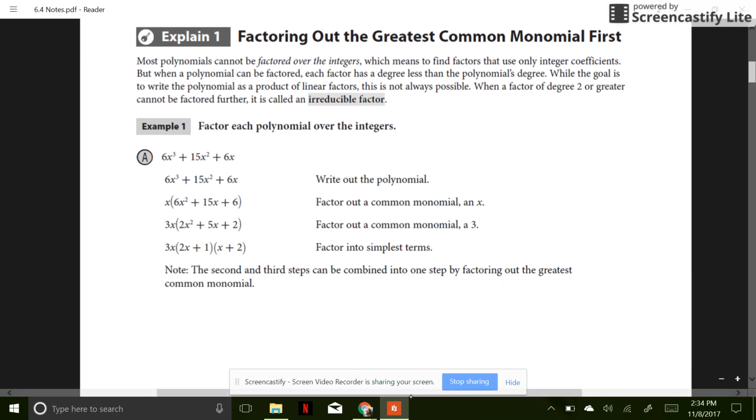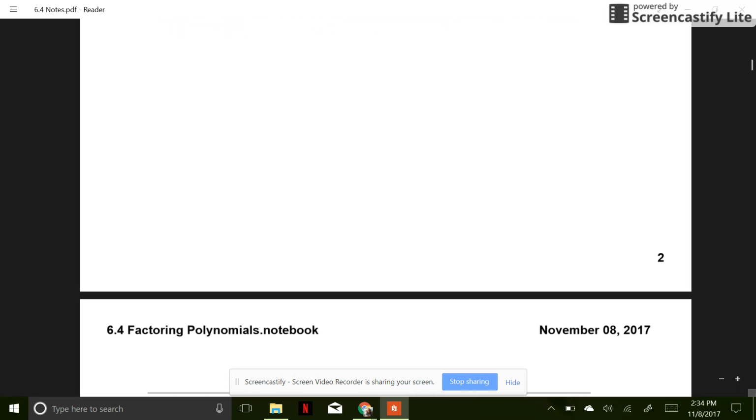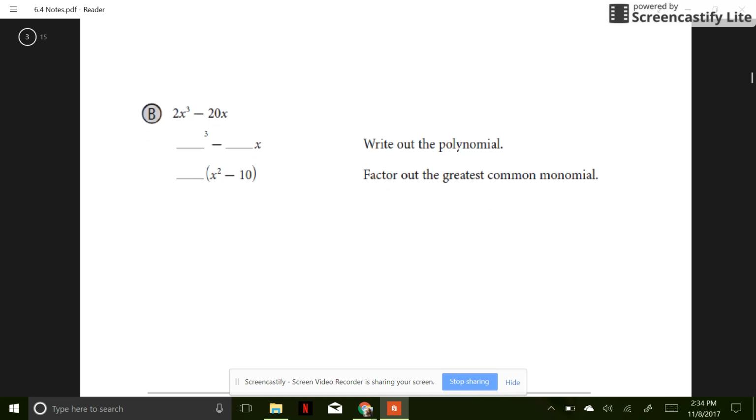So in this case, our example here, first they factored out an x, then they factored out a 3, and then simplified as best they could. So always look first for, is there something that's common in both terms? So here we've got 2x cubed minus 20x. The greatest common monomial that we can factor out is a 2x, and we're left with x squared minus 10.